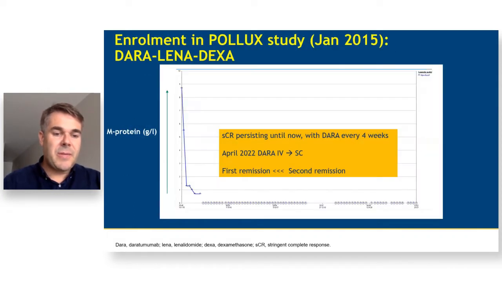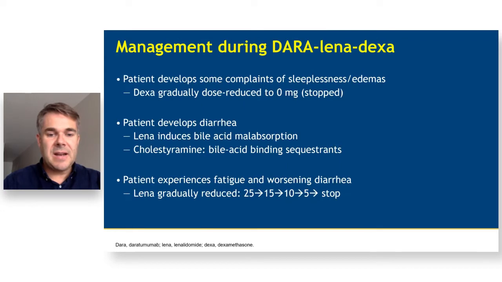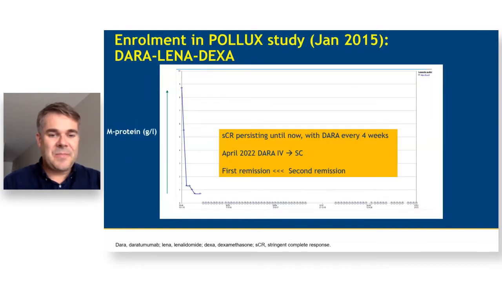Our patient also experienced some fatigue and eventually worsening of diarrhea, and that made us dose reduce lenalidomide. Eventually, we had to stop this agent. And in the next slide, you can see that she's still on daratumumab at this moment. Daratumumab is now given every 4 weeks. And in fact, in April 2022, we were able to change IV daratumumab in the POLLUX trial to the subcutaneous administration, which is much more convenient for the patient.